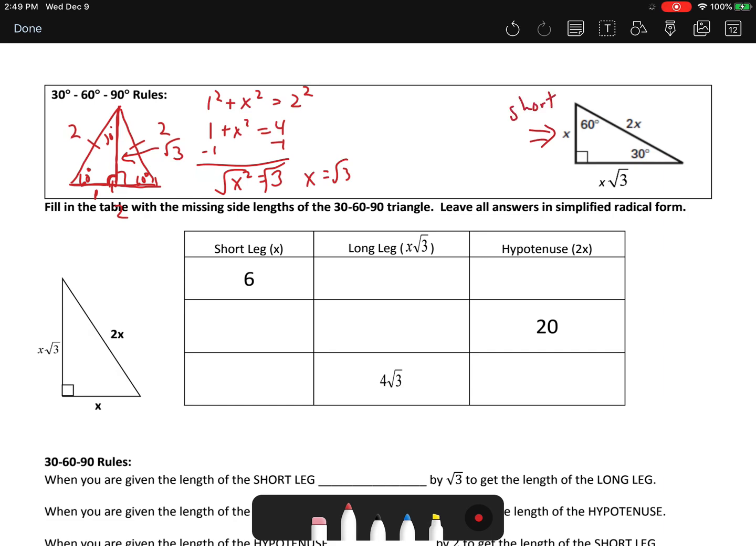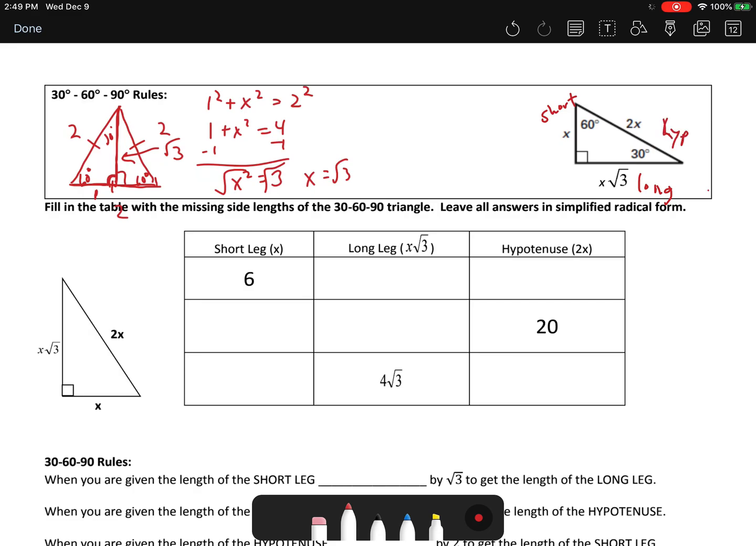This is called the short leg. We call that x. The long leg then is equal to x times radical 3, and the hypotenuse is 2 times the short leg. So if I summarize that, I would write it like this. Let me erase this quick, and then, so this is short, long, and hypotenuse.